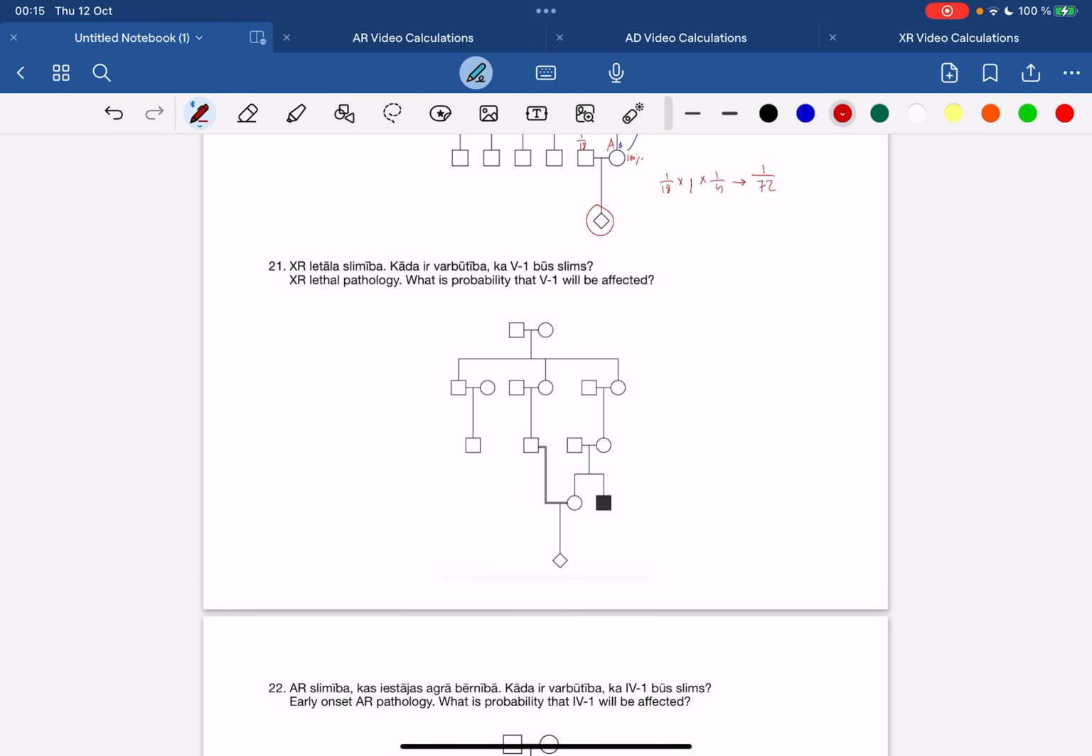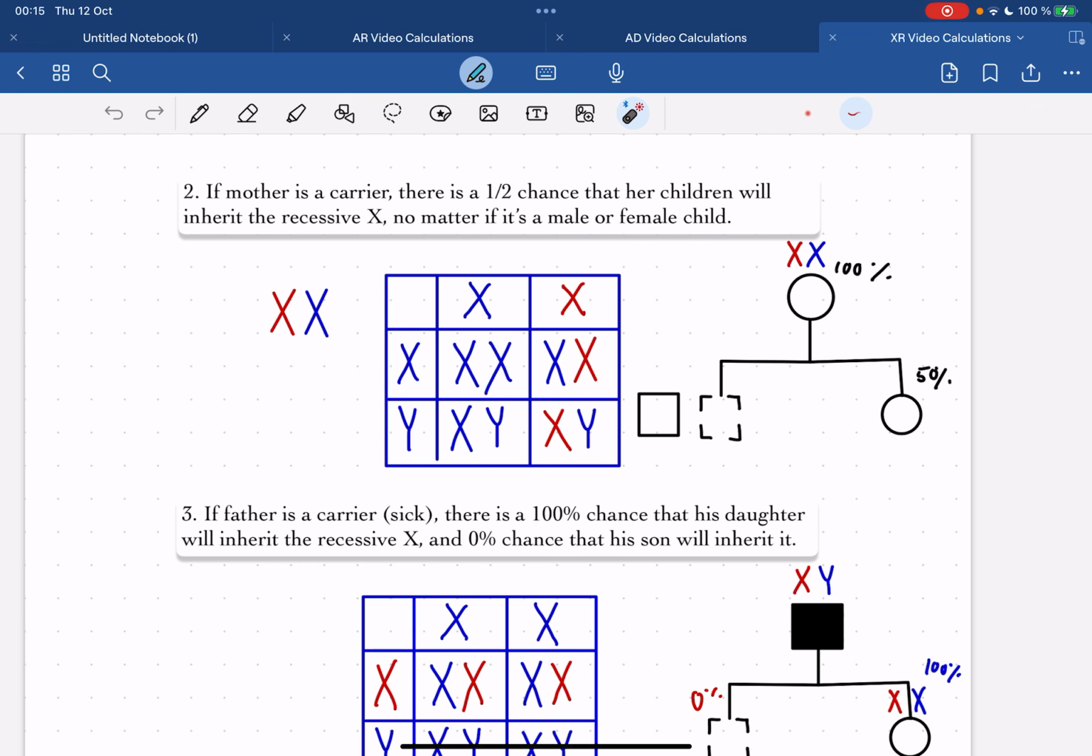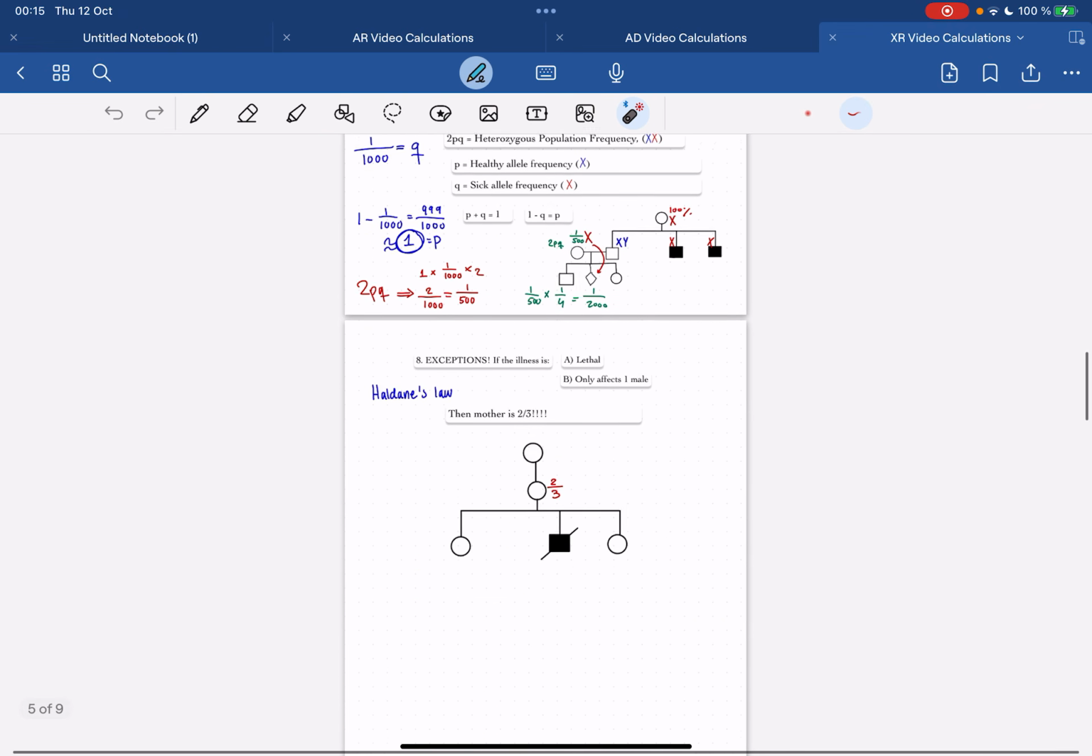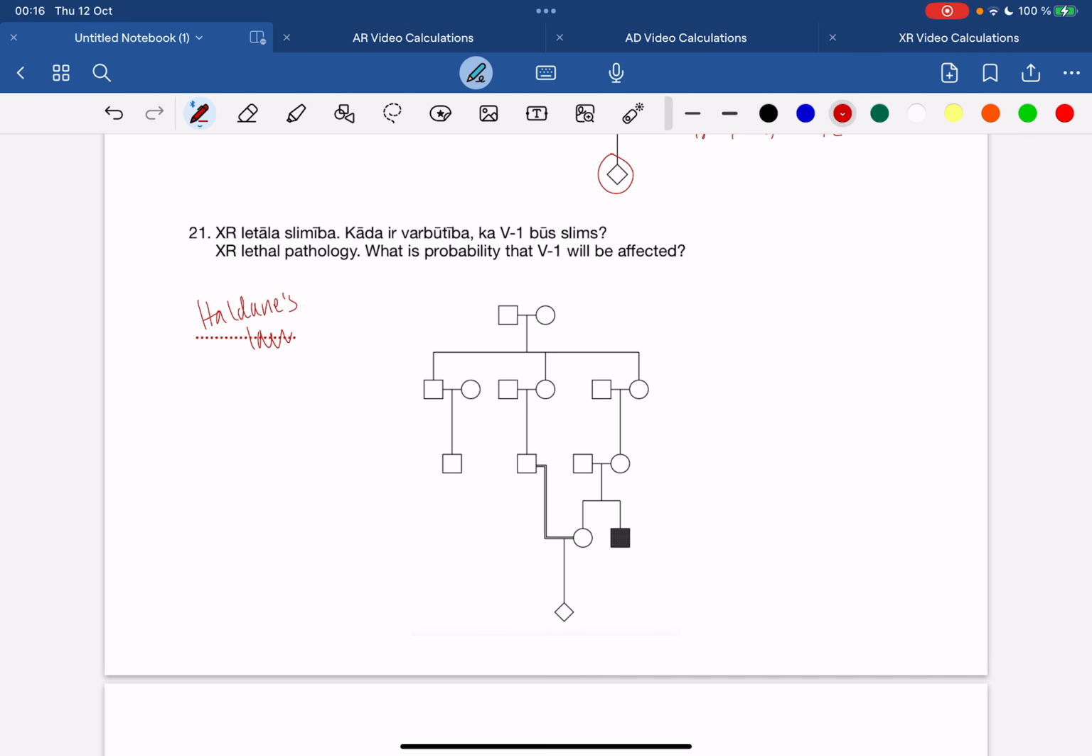This one is an exception. And it's, of course, based on Haldane's law. Why? Because if we look at the XR video here, Haldane's law is in case of a lethal pathology and also in case it only affects one male. And of course, it has to be XR as well. So let's look here. It's XR. It is lethal. They're telling us that. And it also only affects one male.